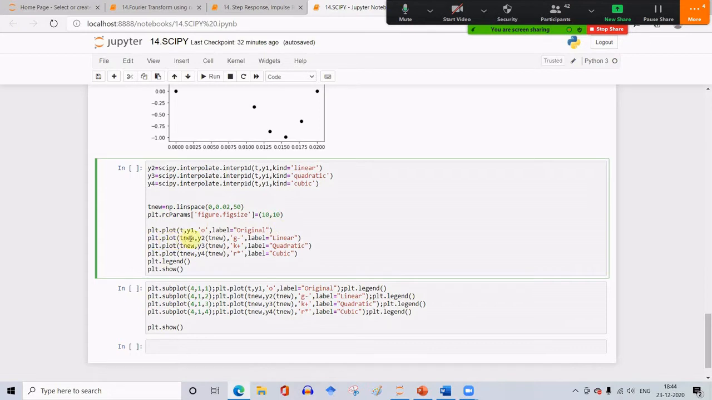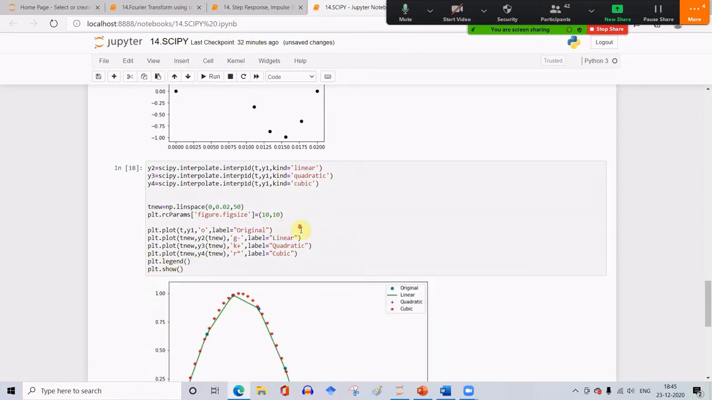Then plt.plot, and for the remaining three curves I'll take the time axis as t_new, having 50 points, and the corresponding y2, y3, y4 with this t_new, and I'm plotting with green, black and red, and the original will be default blue. I'm labeling all four curves, so that when I execute plt.legend, I'll get the legend on the graph sheet with the corresponding color, marking and the name given to that curve. So then plt.legend and plt.show.